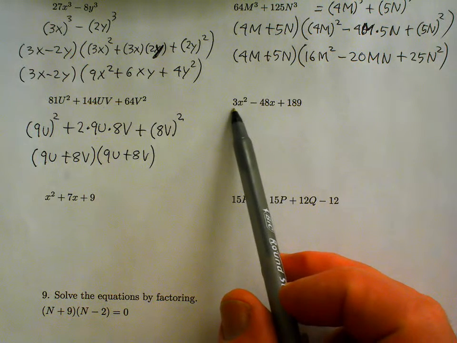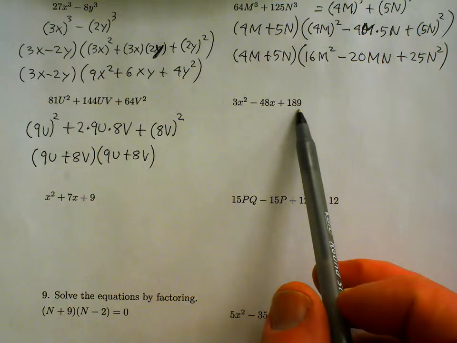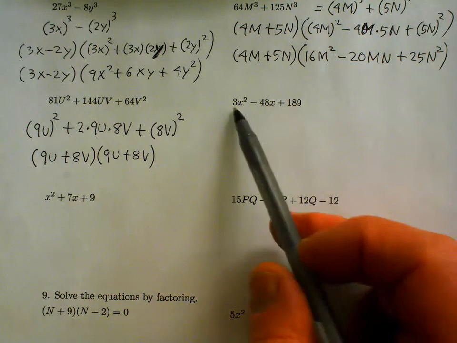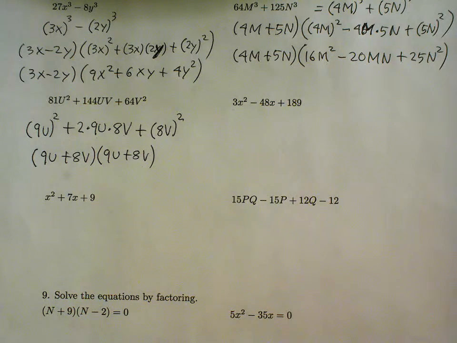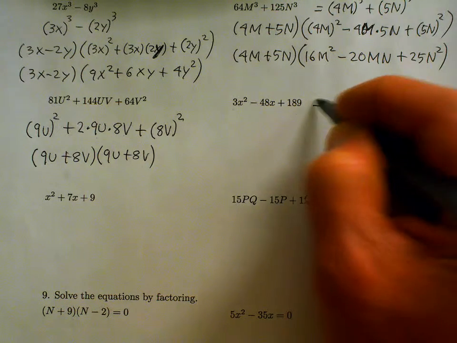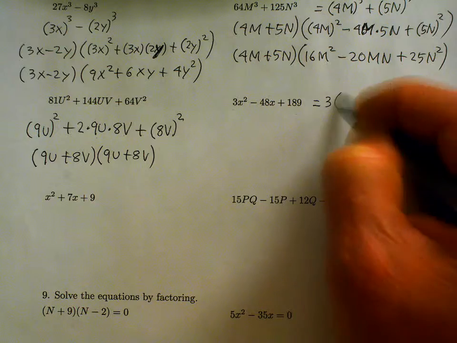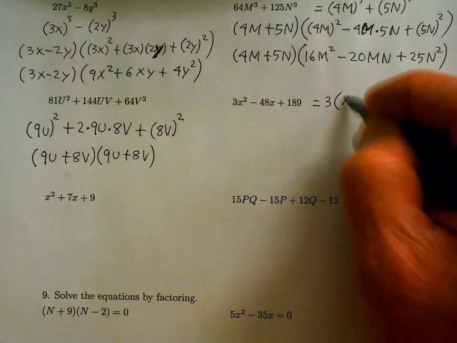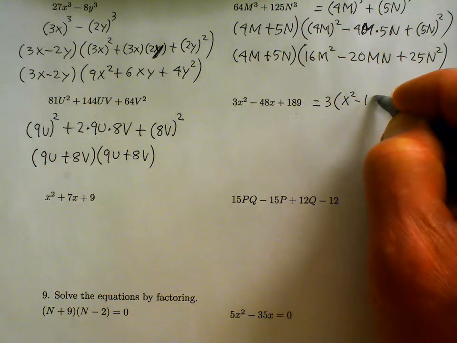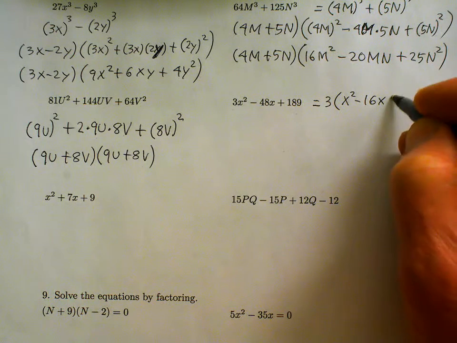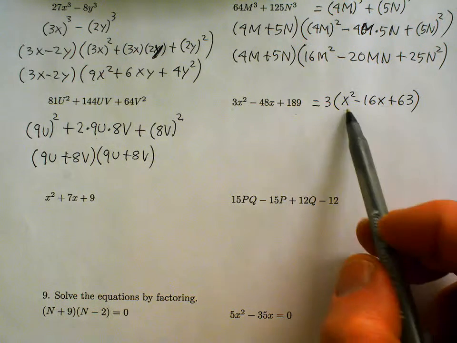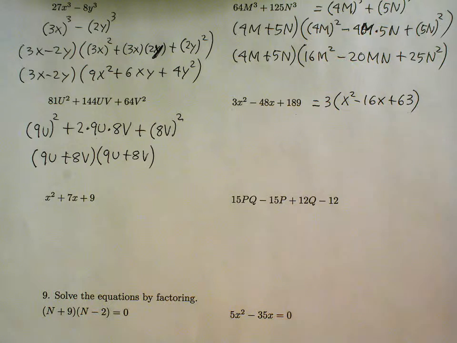Okay, the next one, 3x squared minus 48x plus 189. The greatest common factor is 3, so we want to factor 3 out first. And we get 3 times the trinomial x squared minus 16x plus 63. And then we want to see if we can factor x squared minus 16x plus 63.